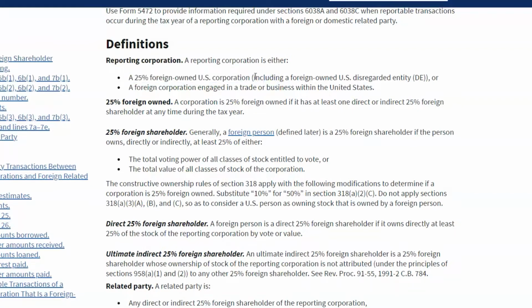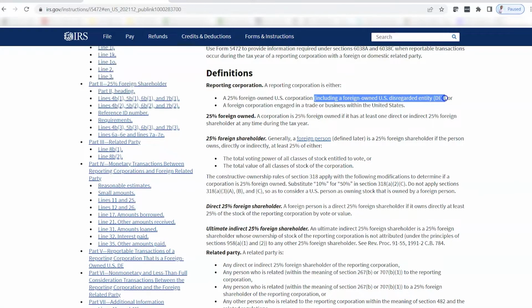The second set of entities that we look at to see if it's a reporting corporation includes a foreign-owned U.S. single-member LLC. So if you have a U.S. single-member LLC formed anywhere in the United States and there is a single member who is a foreign owner and is a 25% or more owner of the entity, then it's a reporting corporation. So in short, a single-member LLC can only be owned by one person. If you have a single-member LLC that's wholly owned by one person, it's a reporting corporation.